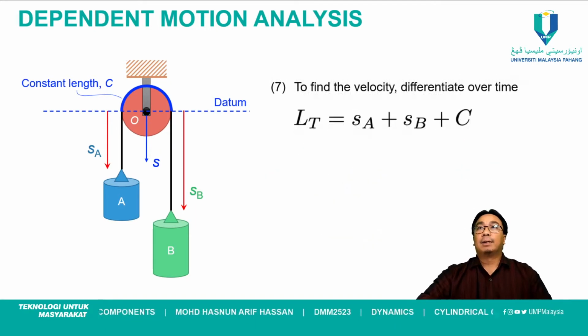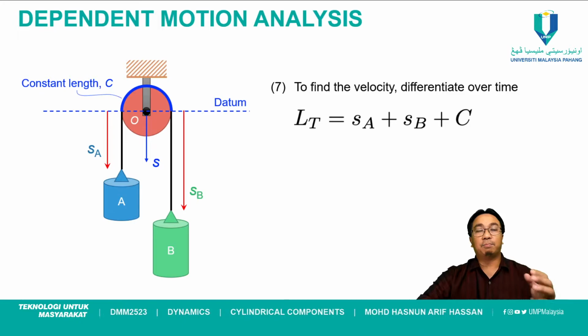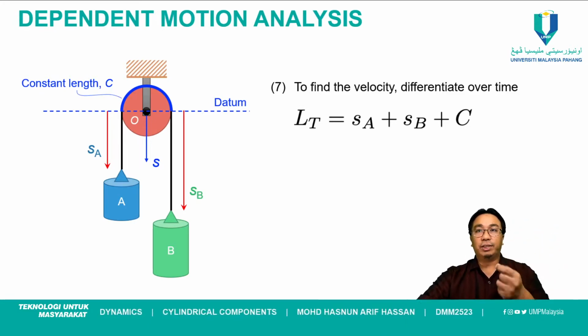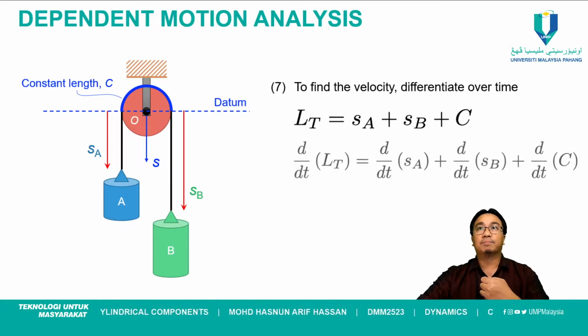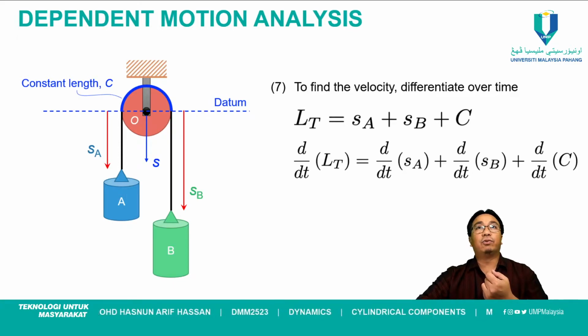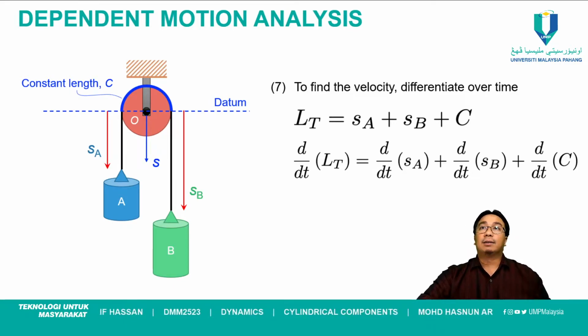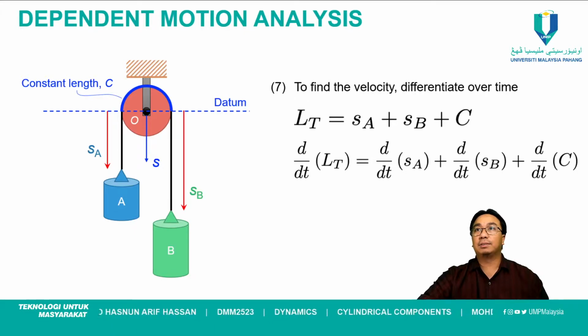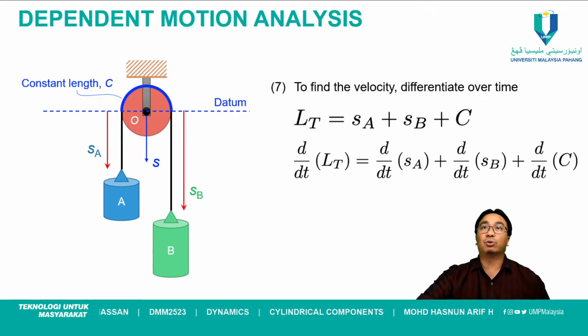Okay, now to find the velocity, we will differentiate the position over time. Betul tak? Remember kita dah belajar awal dulu, V is equal to ds over dt. So we will do d over dt of all of this. Okay? D over dt of LT, d over dt of SA, d over dt of SB, and d over dt of C. Tadi kita dah define semua benda, apa LT, apa C, SA dan SB. LT is the total length.